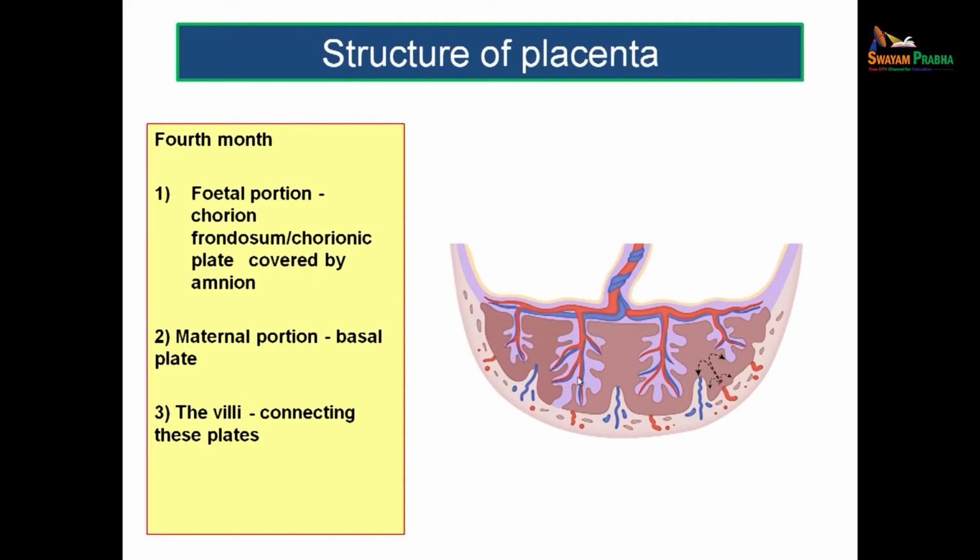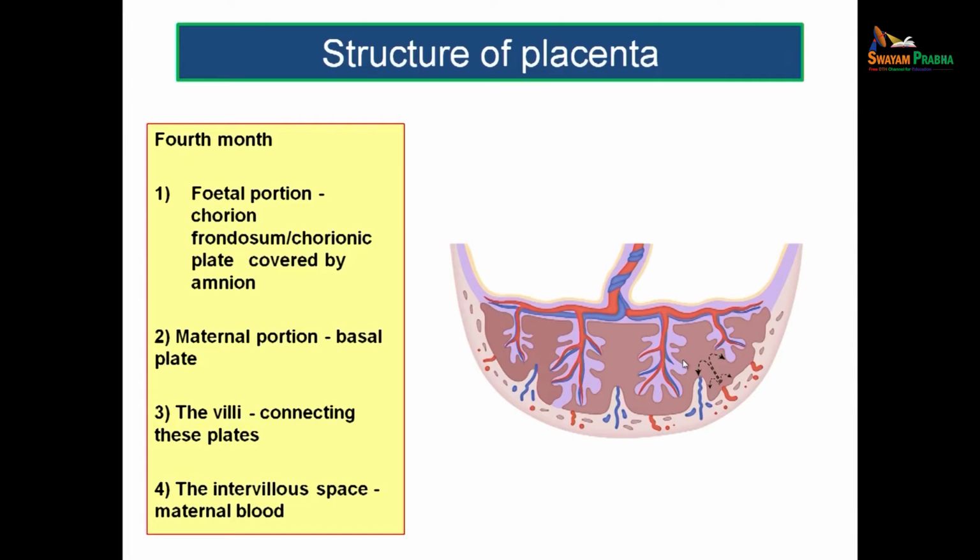The villi connect the chorionic plate with the basal plate, and through these villi the fetal capillaries traverse, and this is how the exchange happens between the maternal blood and fetal blood. Since the maternal blood and fetal blood are not directly mixed, the fetal capillaries travel through the villi and exchange with the maternal blood in the intervillous spaces. The space between the villi is called the intervillous space, which is filled with maternal blood.